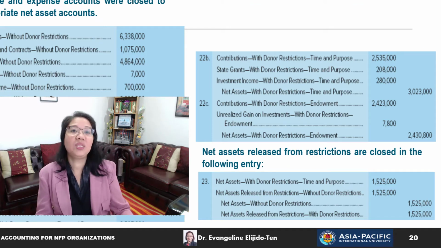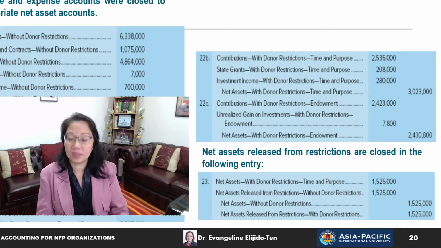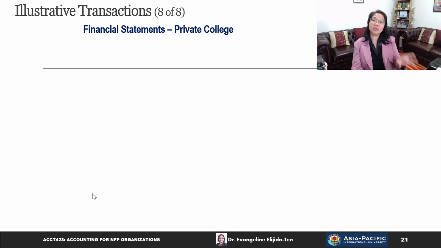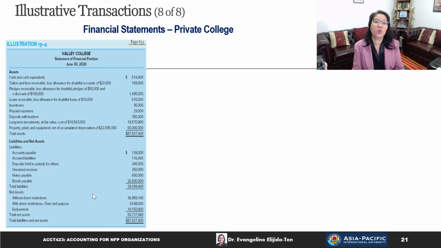So once we've done the closing entries, we can then prepare the financial statements. And because Valley College is a private college, it will have the statement of financial position instead of the statement of net assets.